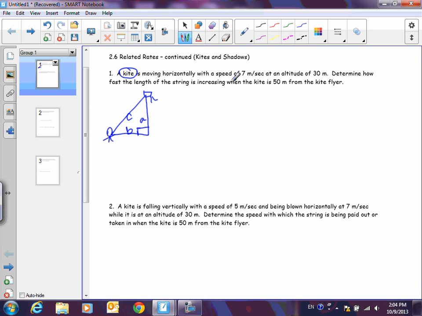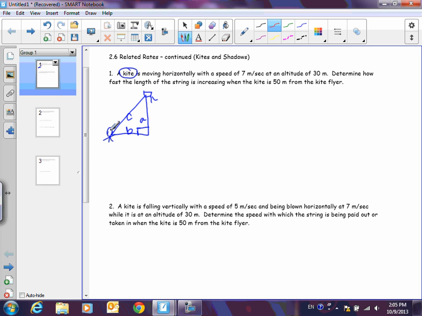So I'm going to read through the problem, and I want you to see if you can label anything on the picture. All right. So a kite is moving horizontally with a speed of 7 meters per second at an altitude of 30 meters. Determine how fast the length of the string is increasing when the kite is 50 meters from the kite flyer. Now, if you're looking at that saying, I don't know how to do that, you're right. You can't read that and say, the answer is blah. You can't do that. You've got to just go through it.